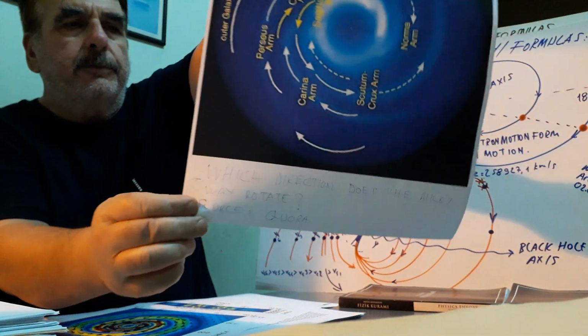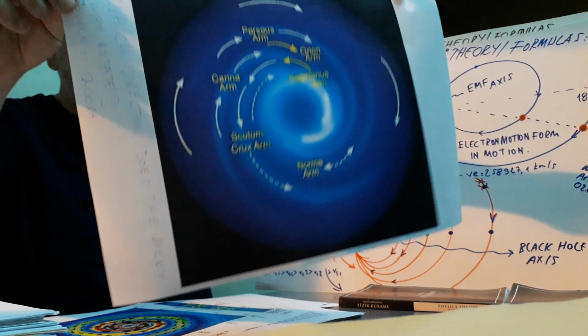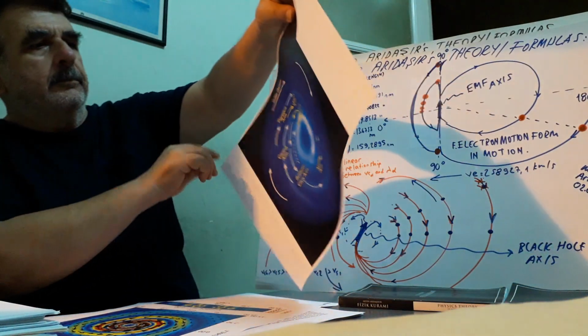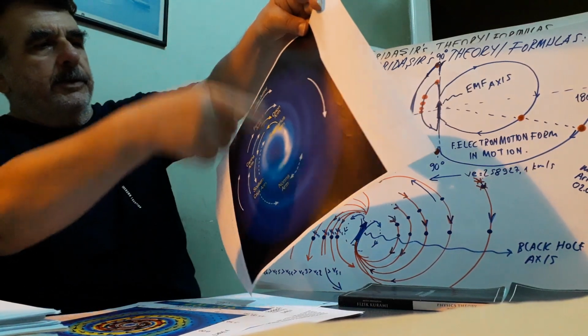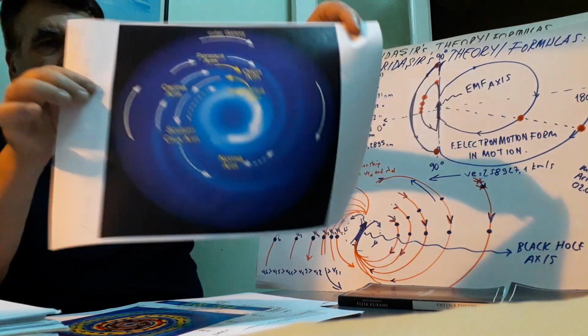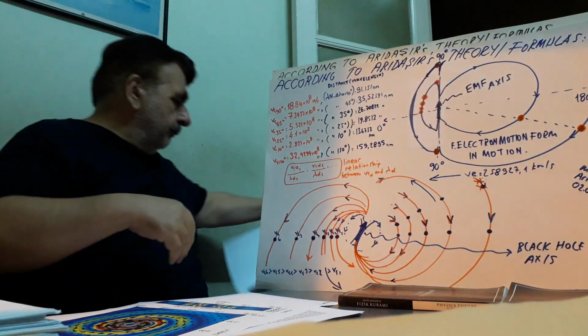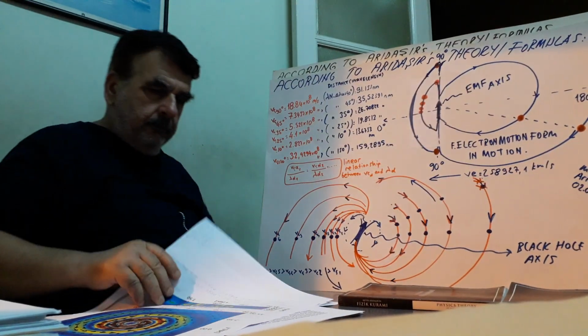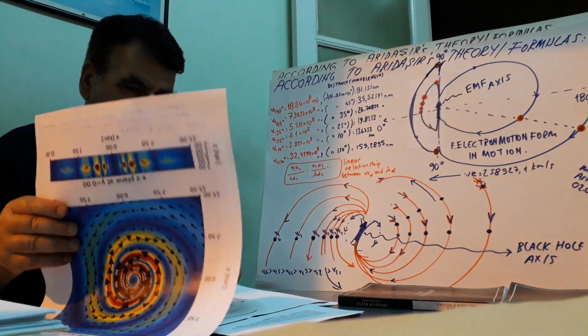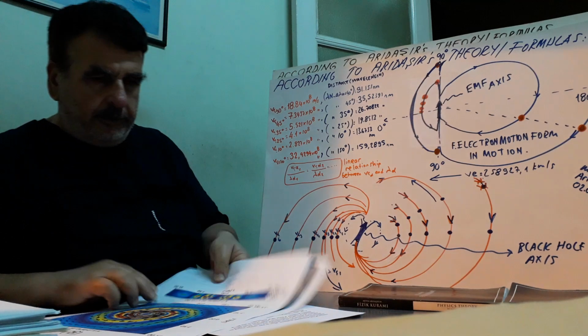Here is the source. Different rotation of spiral arms. Here.